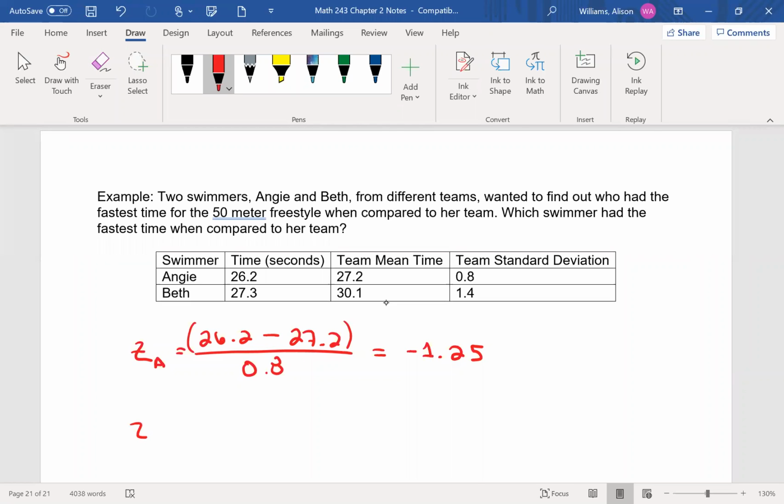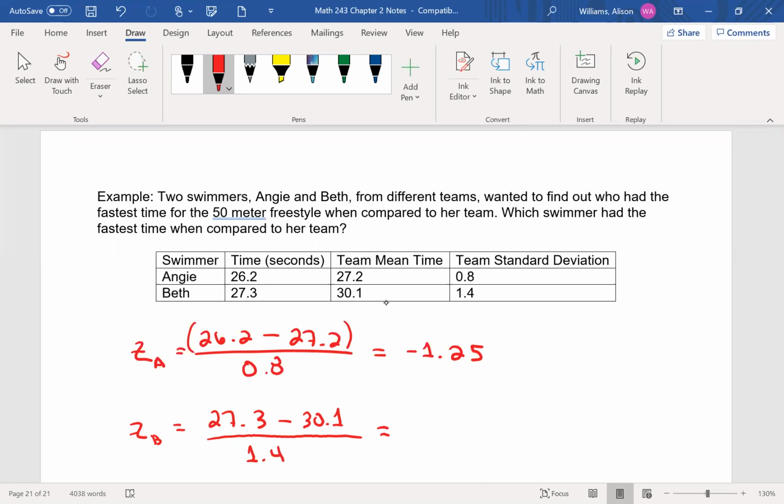Okay, let's go ahead and look at Beth now and her standard deviation. She's also below the mean, which is a good thing in swimming. So 27.3, that's her time. And I'm going to subtract the team's time. Oops. Let me fix that. There's something on my screen that's causing my line to come out badly. There we go. All right. And we're going to divide that by 1.4.